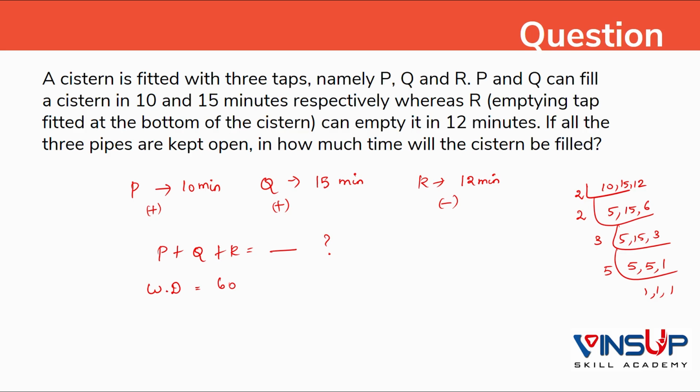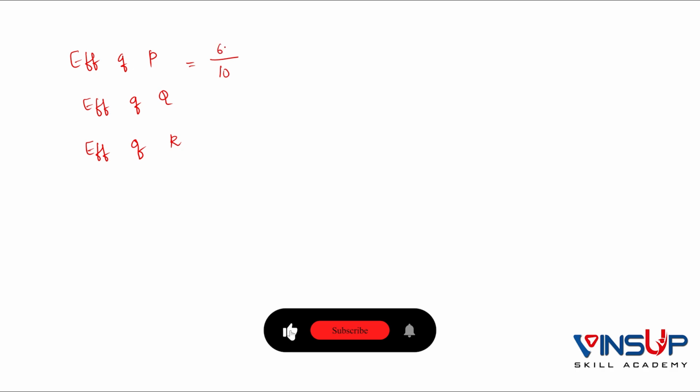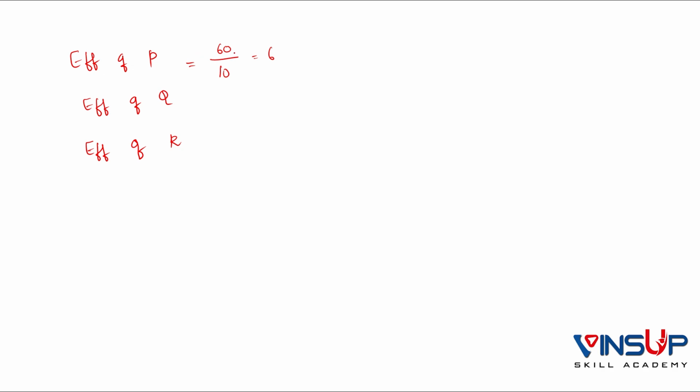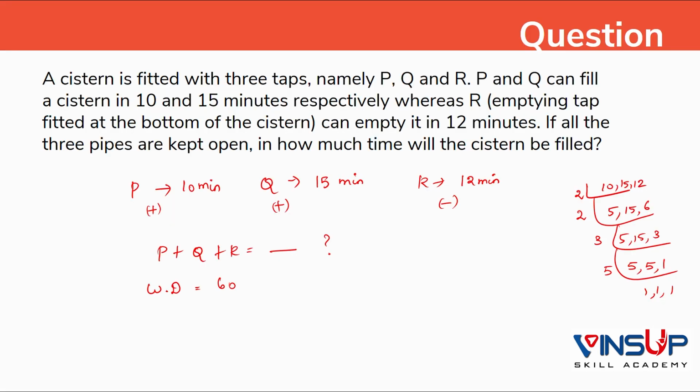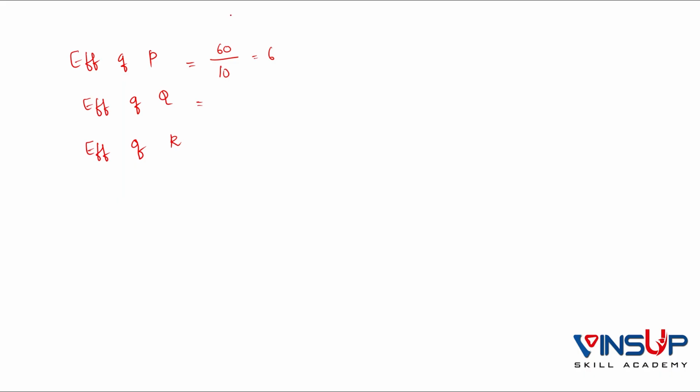Now we have to find the efficiency of P, Q and R. First, time taken by P is 10 minutes, right? So LCM work done 60 by 10, which is 6. Efficiency of P is 6. Then time taken by Q is 15 minutes. So work done 60 by 15, which is 4. Then 60 by the time taken by R to empty the cistern, 12 minutes. So 60 by 12 is 5.